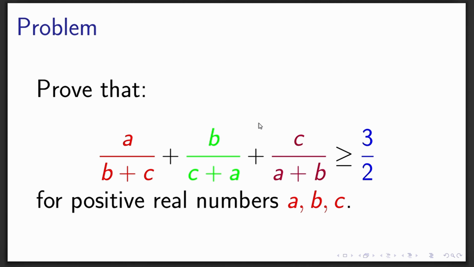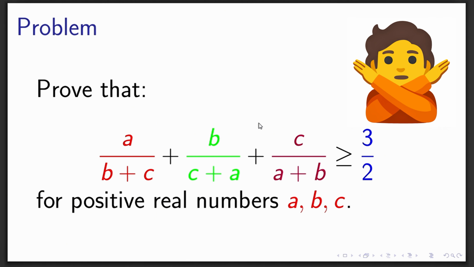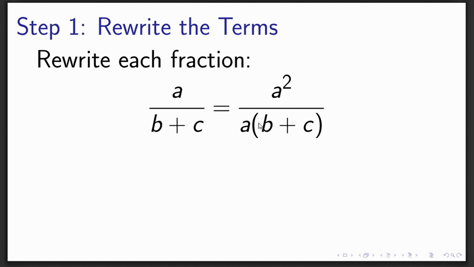Are you ready? The question is we need to prove that a over b plus c plus b over c plus a plus c over a plus b is greater than or equal to 3 by 2 for positive real numbers a, b and c. Pause the video and try it yourself. Now I'm going to solve this problem.